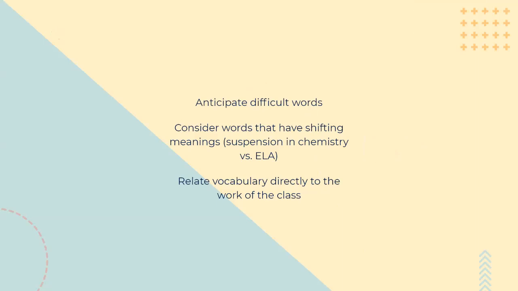We want to think about words that have shifting meaning. So I talked earlier about the idea of suspension. We want to be able to identify and prepare our students for that fact. And then we want to make sure that the vocabulary we're instructing relates directly to the work that we're doing in the class, the text that they're reading, or the lecture that you're about to give.